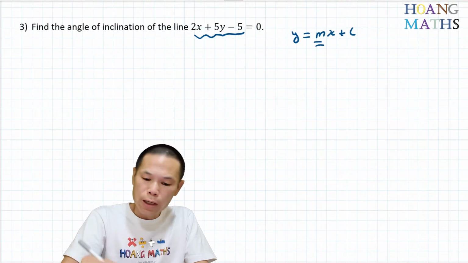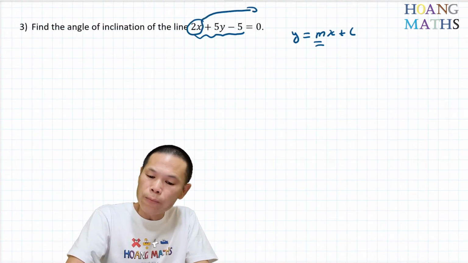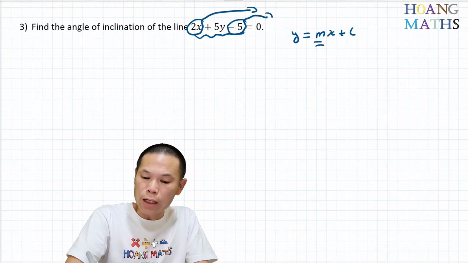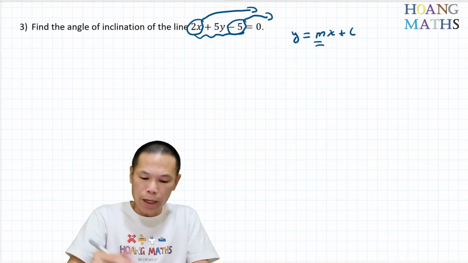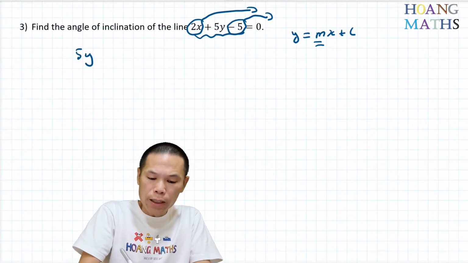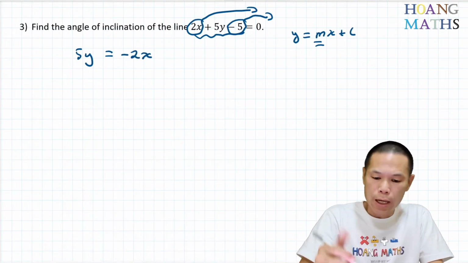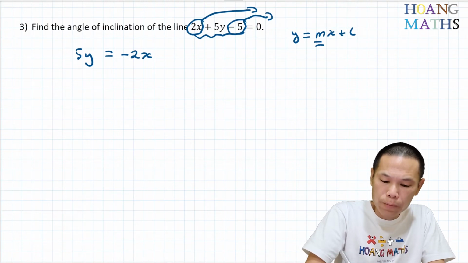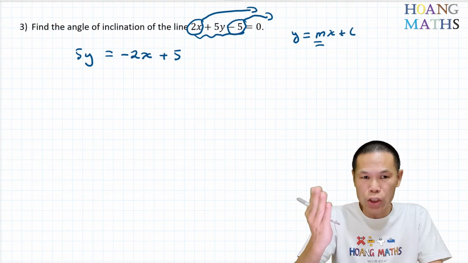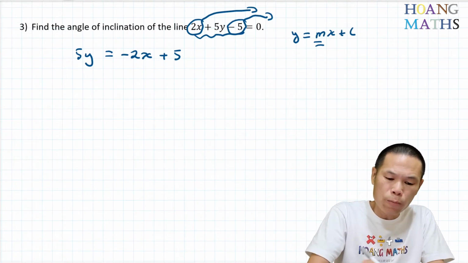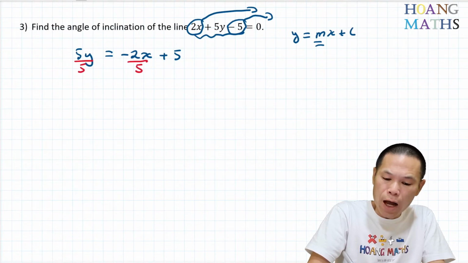To do this, I just move this to the right and I move this to this side as well. So that will give me 5y equals negative 2x, because 2x, I move to that side, becomes negative 2x. And then the minus 5 becomes plus 5 because we move it to the other side. So change the side, okay? Now I just divide this by 5, and I divide this by 5, and I divide this by 5. So this cancels out.